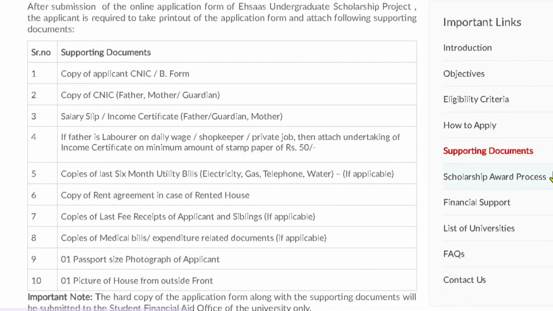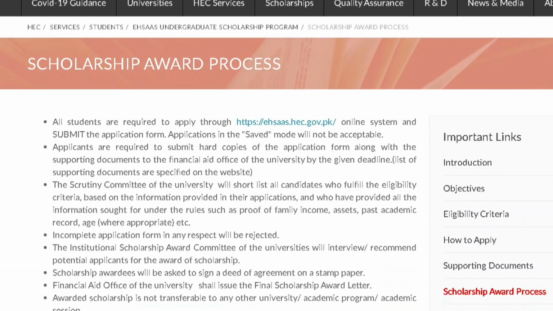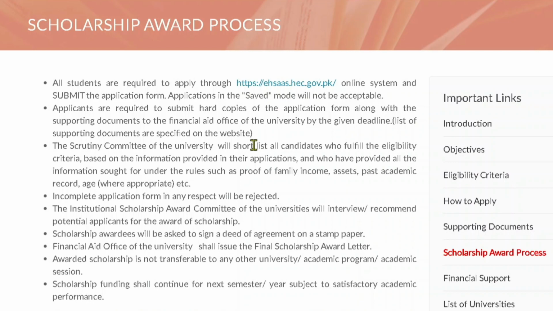And the scholarship award process, if you want to look at it, you need to apply online on this portal, and applicants are required to submit hard copies to the student financial aid office, as I discussed already. The scrutiny committee of the university will shortlist all candidates who fulfill the eligibility criteria, and an incomplete application form in any respect will be rejected. The institutional scholarship award committee of the university will interview and recommend potential applicants for the award of the scholarship.